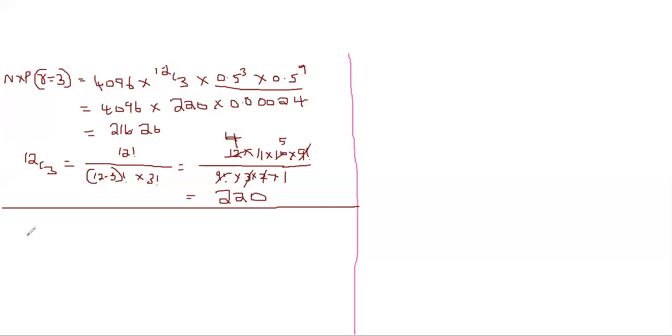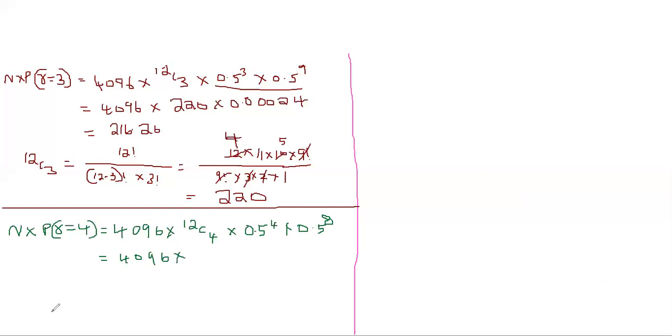Next, n into P of R equal to 4 is equal to 4096 into 12C4 into 0.5 raised to the power of 4 into 0.5 raised to the power of 8. So let us find out the value for 12C4.